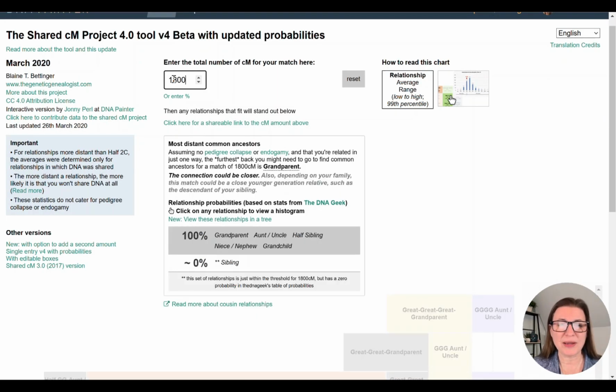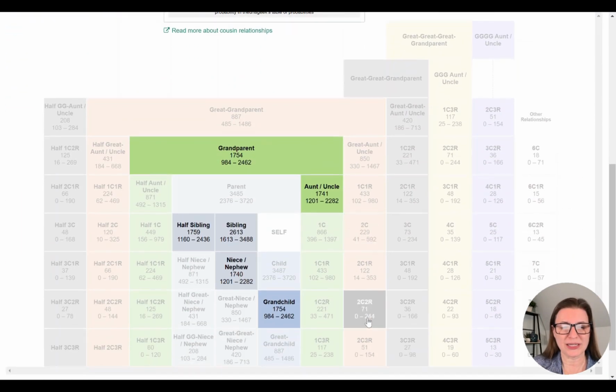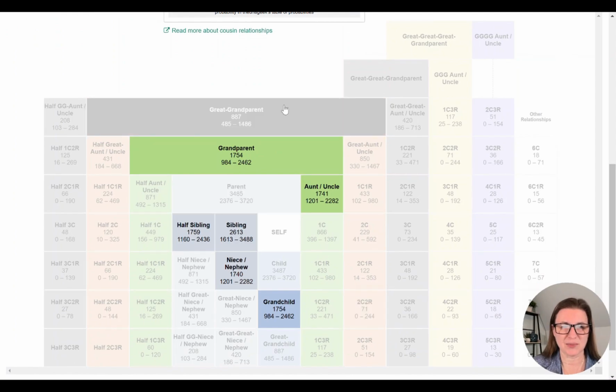My daughter's other grandmother and her aunt shared right around 1800 centimorgans. And when we look at that, we see that is a 0% chance of a sibling and 100% chance that is a grandparent, grandchild, aunt, uncle, niece, nephew, or half sibling. And in fact, one of those is a grandmother and one of those is her aunt. And so that falls in this category, or we can also look here on this chart to see what's possible.